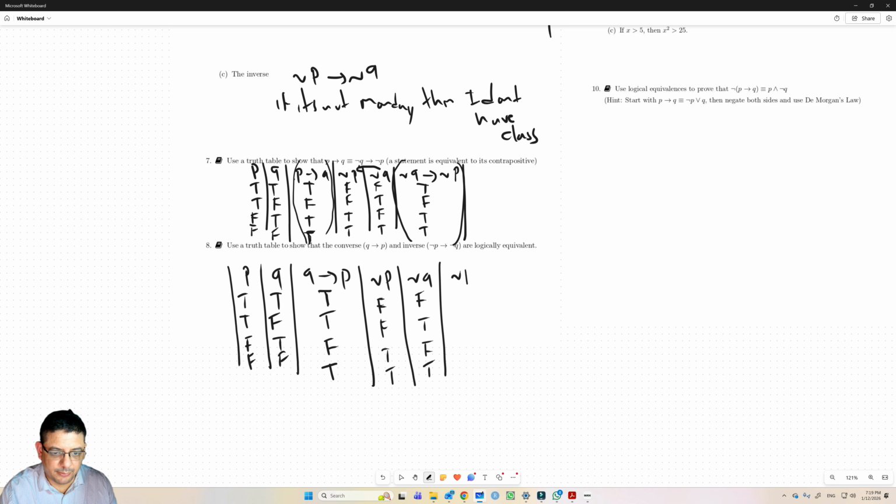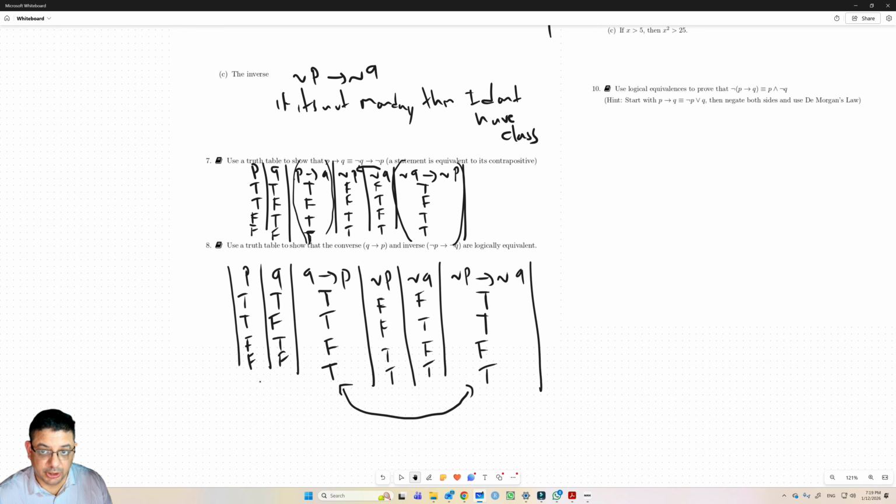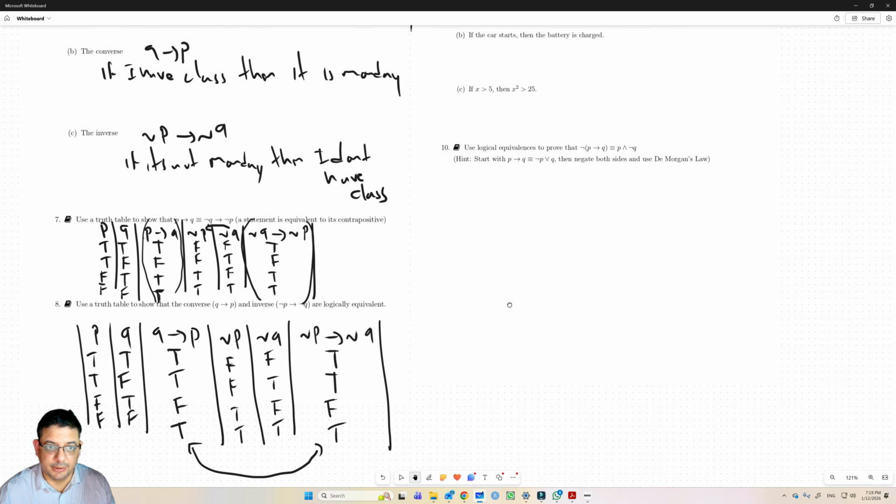And now we want to do the negation of P implies the negation of Q. Notice that false implies false is true. False implies true is true. True implies false is false. And true implies true is true. The values, once again, are matching between the two things that we want to prove equivalent. So because the values match, they're logically equivalent.